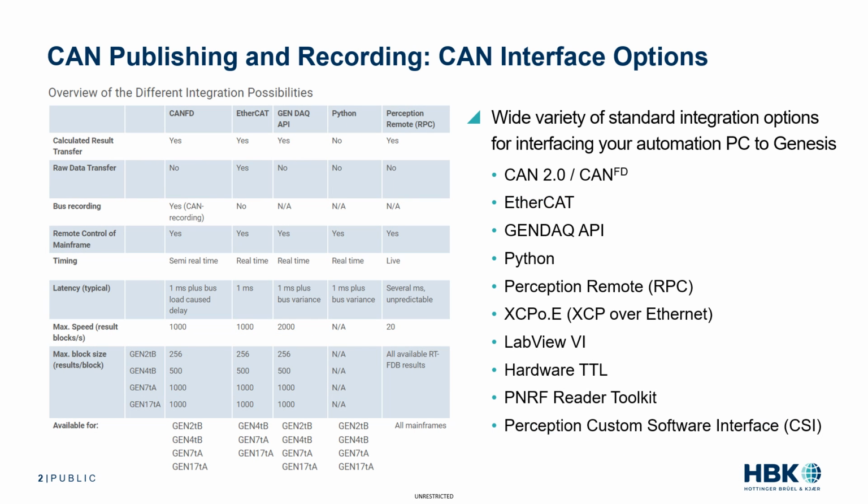Genesis offers a wide variety of standard integration options for interfacing your automation PC to Genesis with minimal latency for transferring real-time calculated results, recording additional signals, and remotely controlling the Genesis mainframe for automated integration. Now, these interfaces include CAN, EtherCAT, GenDAC API, Python, Perception Remote RPC, XCP over Ethernet, LabVIEW VI, Hardware TTL, PNRF Reader Toolkit, and Perception Custom Software Interfacing CSI. In this video, we're going to focus on the CAN option.